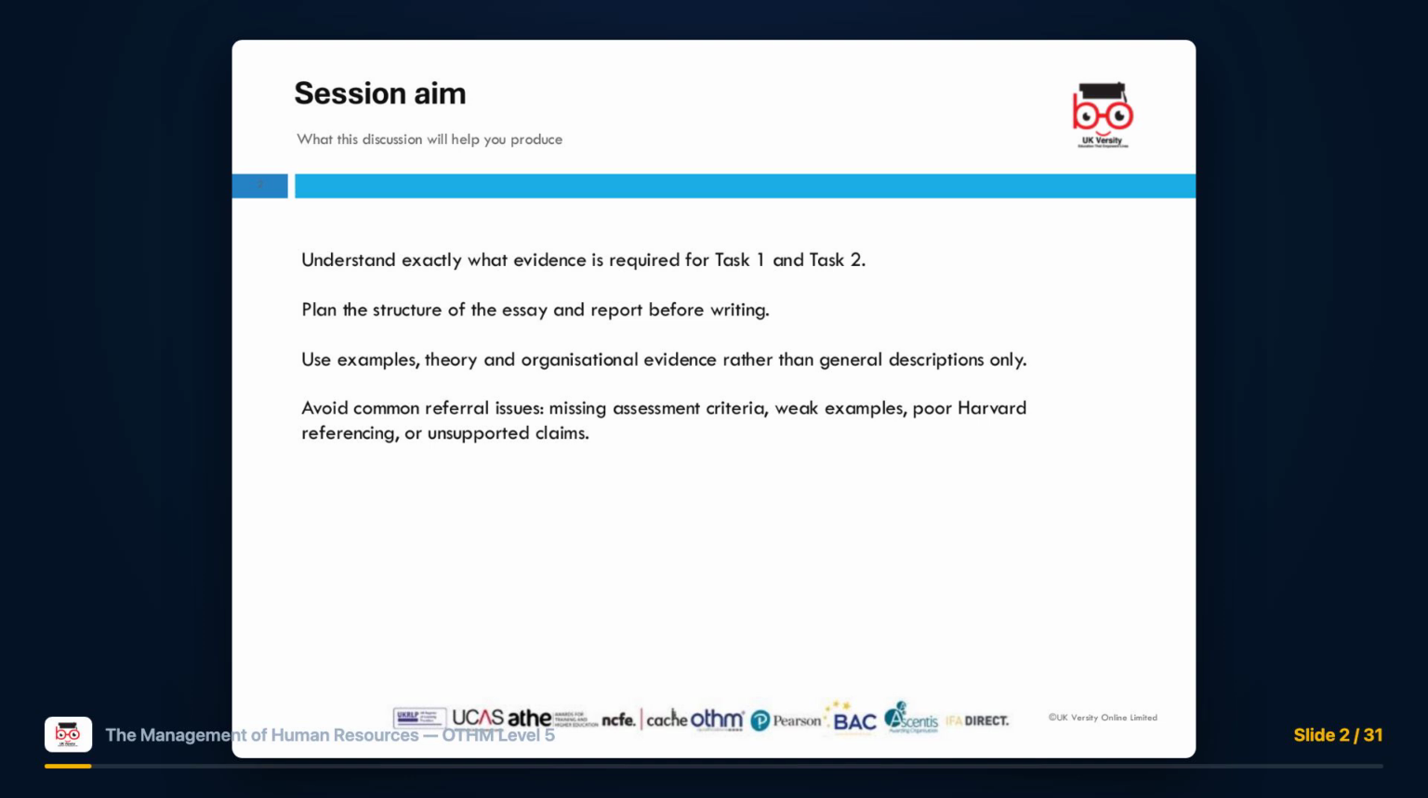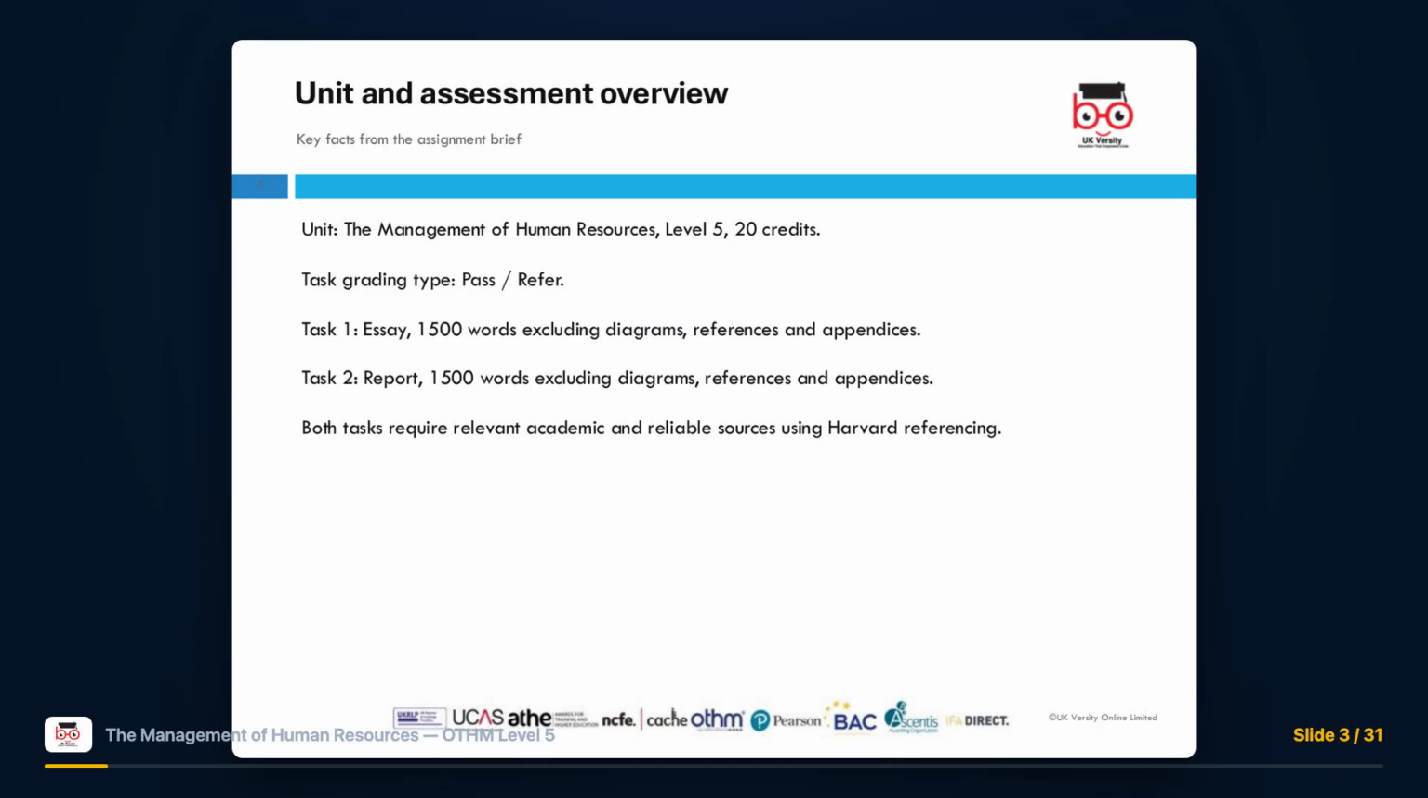It'll also help you avoid the common reasons for referral: missing assessment criteria, weak examples, poor Harvard referencing, or unsupported claims. The Unit and Assessment Overview. This is a Level 5, 20-credit unit, graded pass or refer. Task 1 is an essay of 1,500 words, excluding diagrams, references and appendices, and Task 2 is a report of the same length. Both require relevant academic and reliable sources using Harvard referencing.